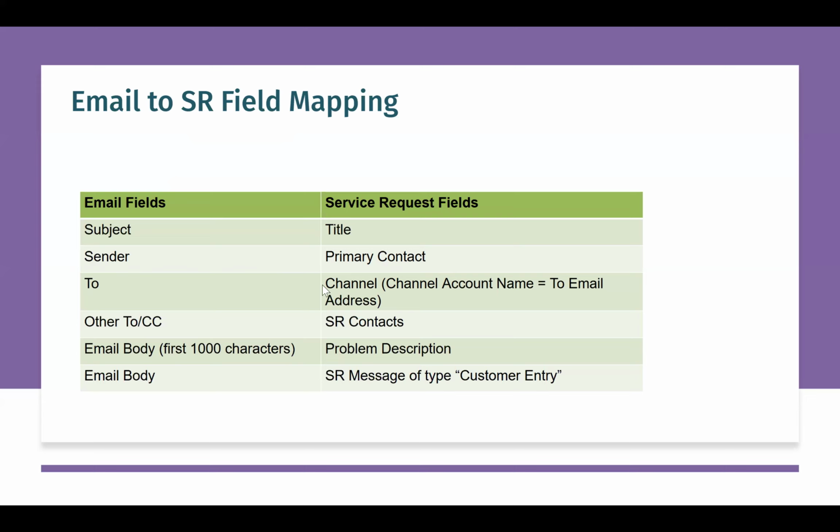The To address will be the email address, so from which channel it came. We have different support channels, right? Like support at oracle.com, support at somecompany.com. Whichever channel the customer sends the email to, it will tag that. Other To and CC emails, it will tag as SR contacts or team members.